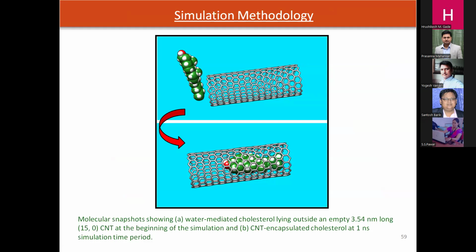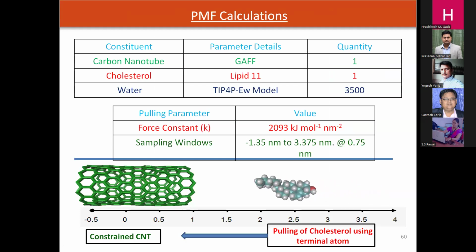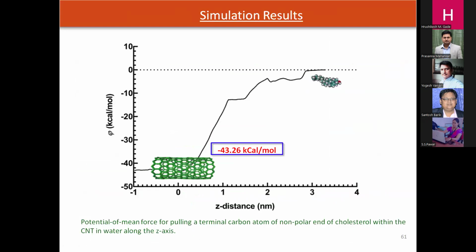Is it because water is pushing it? Or what exactly is the role of individual things in that particular association? So again, we performed a potential of mean force study, like the free energy calculations for this particular system. We dragged cholesterol from outside to inside the carbon nanotube, and we observed the free energy change in the system. As the cholesterol molecule got inside the carbon nanotube, the free energy of the system decreased, which means it's a favorable association.